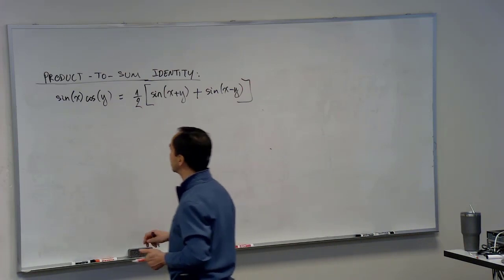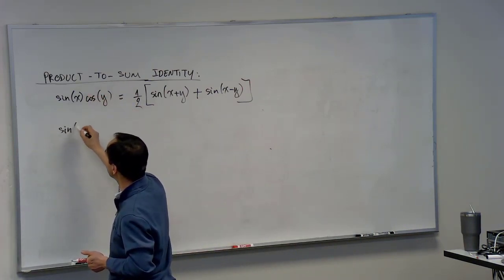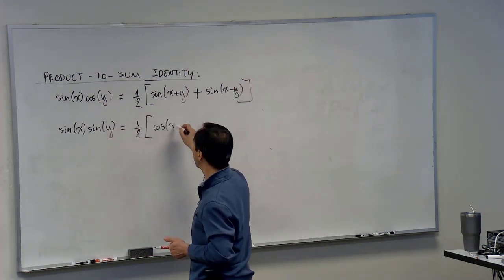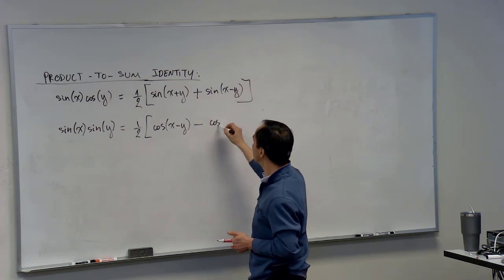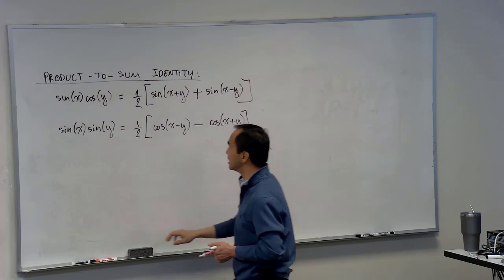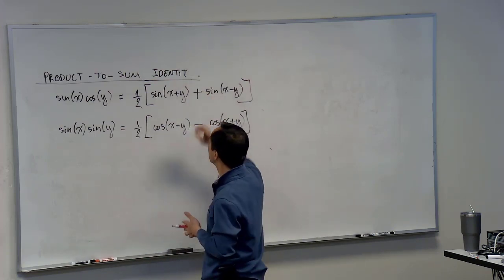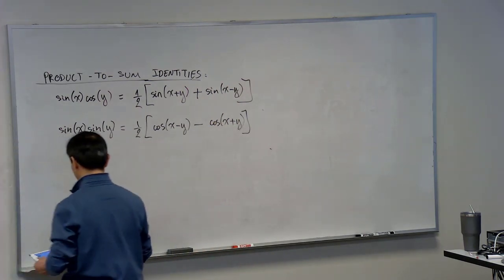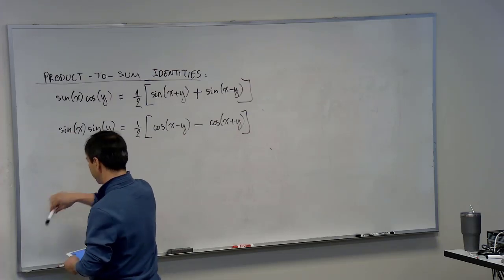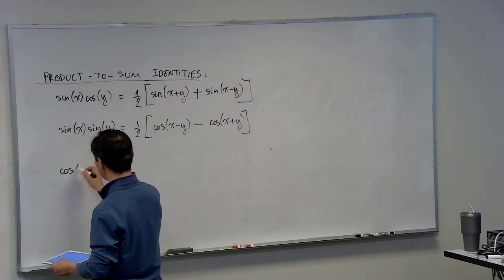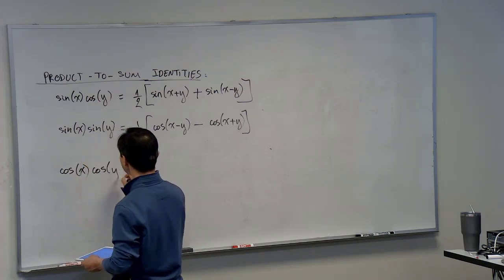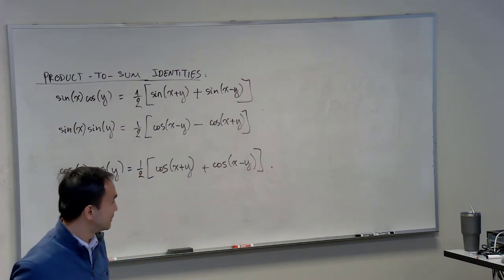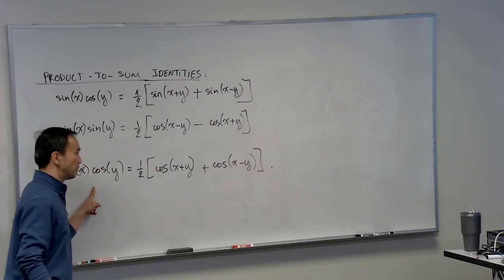So the identity we have just proven is another product to sum identity. We're looking at sine of x times sine of y, which equals one half times cosine of x minus y minus cosine of x plus y. So this is not just one identity, we've got a few product to sum identities, plural. And we have this last one right here. We don't need to put that in the example anymore. You guys have already seen a way to go with that. So that's the last one among the product to sum identities.